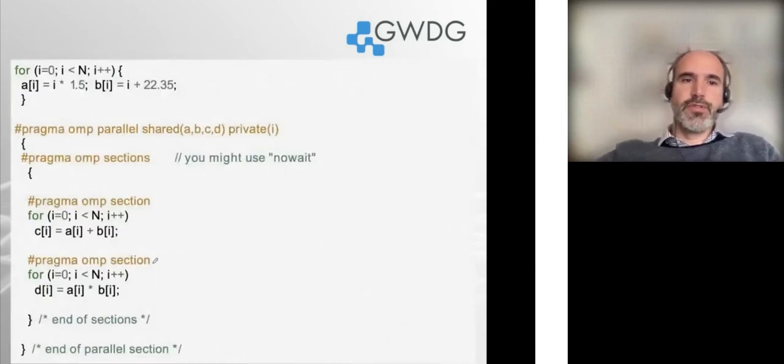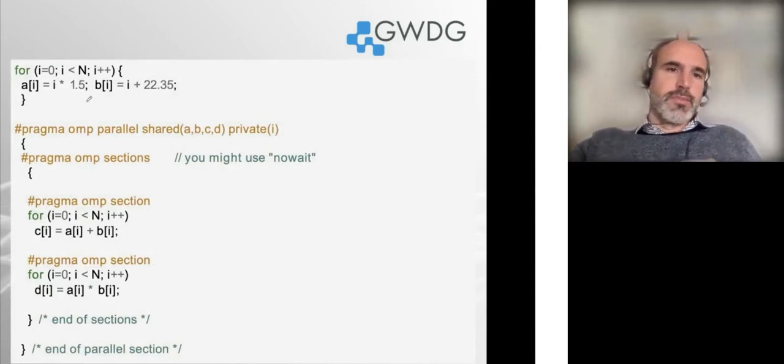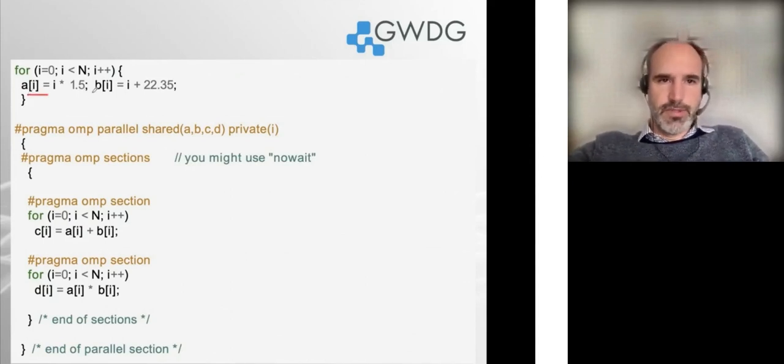Here's an example code for using sections. You have at the beginning again an initialization of a vector A and a vector B. Then you have started a parallel region with a given number of threads. You have A, B, C, D as shared variables. I is private. And N is missing again.